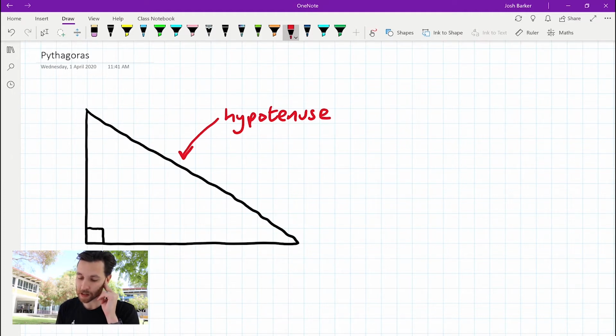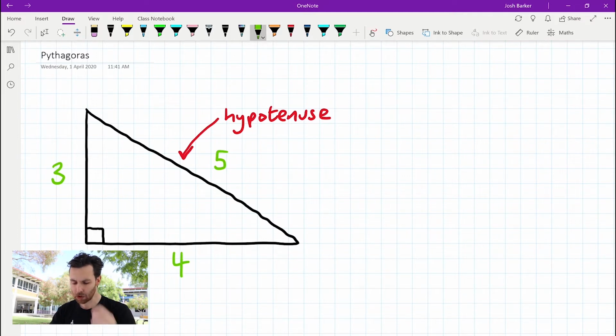We're going to label the hypotenuse and say that it's 5 units long. The side on the left we're going to say is 3 units long, and the side on the bottom we're going to say is 4 units long. We're also going to label those sides. We're going to call the hypotenuse C, and we're going to call the other two sides A and B. It doesn't hugely matter which way around you write those, but we'll talk about that in a second.